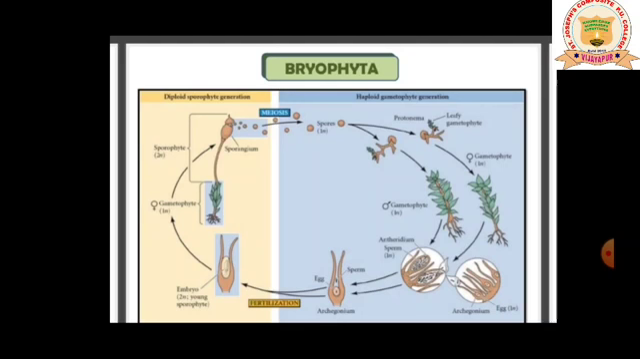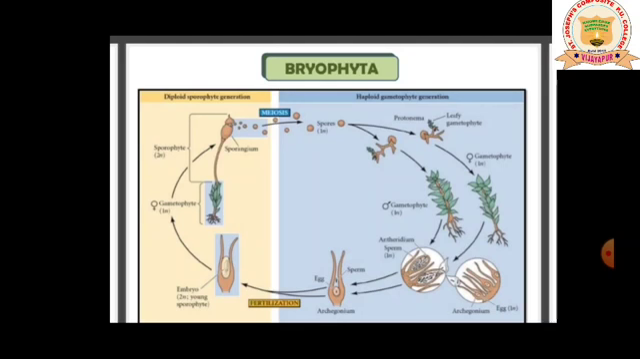The antherozoids are released into the water. Antherozoids means the male gametes. The antherozoids are released into the water where they come in contact with the archegonium, the female reproductive organ. An antherozoid fuses with the egg to produce a zygote. So here fertilization takes place. Fusion of male and female gametes takes place. They produce a zygote. The zygote does not undergo reduction division immediately.